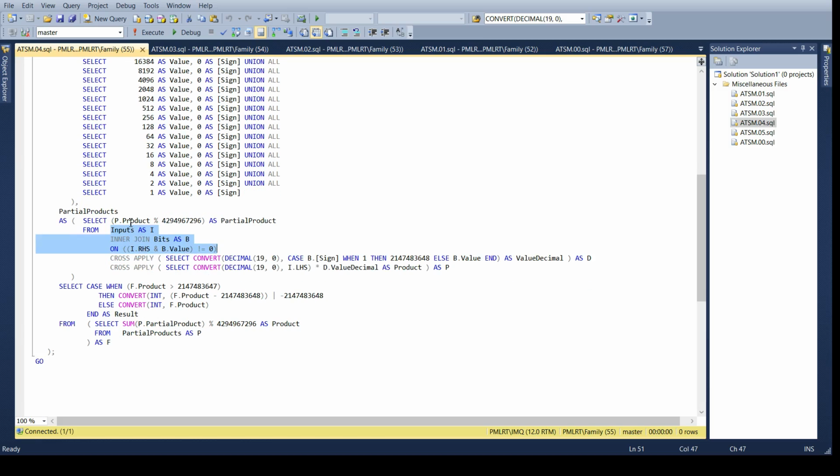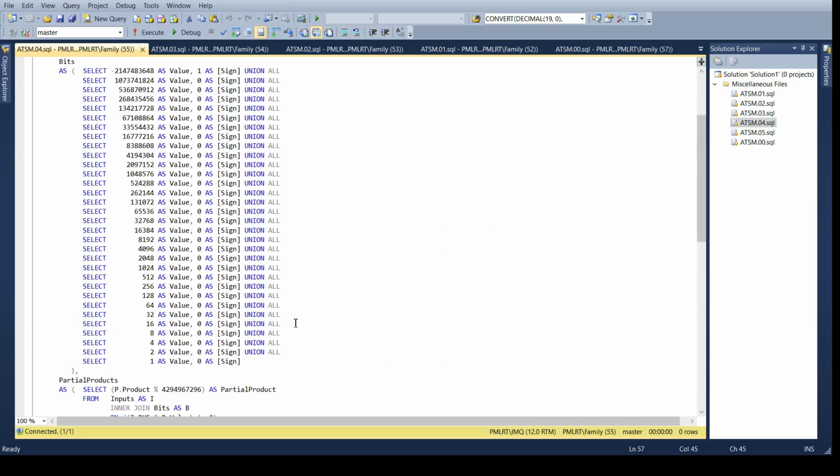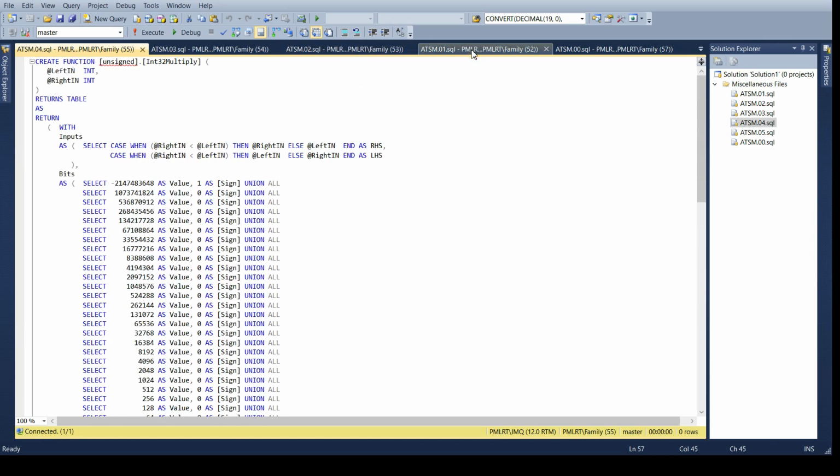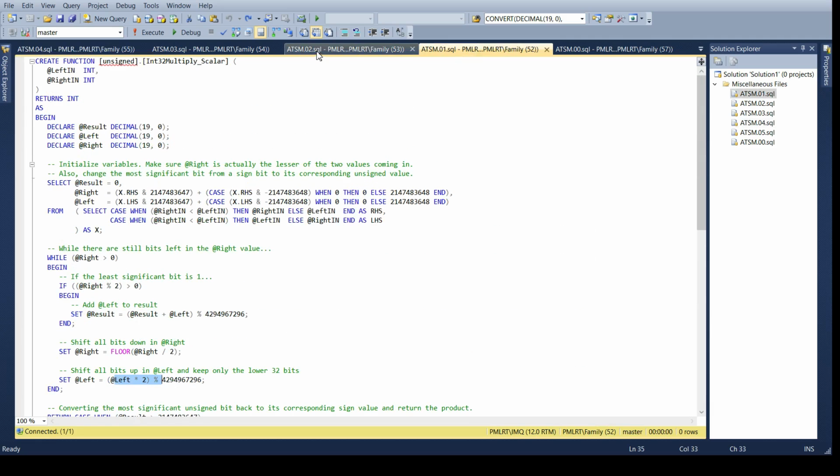And here I'm just getting the product, getting the lower 32 bits of it, and then here I'm summing all of those together to get that sum, and I'm also taking the lower 32 bits of that sum because it has been converted into a large decimal. So I want to make sure that we still don't need any bits beyond the lower 32. And then here's the treatment of the high bit back into the sign bit. So this is essentially equivalent to our imperative version and equivalent to our recursive version.